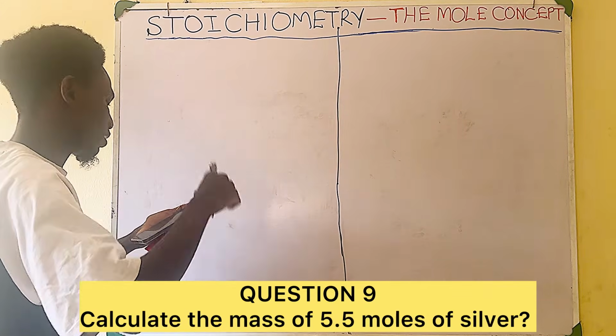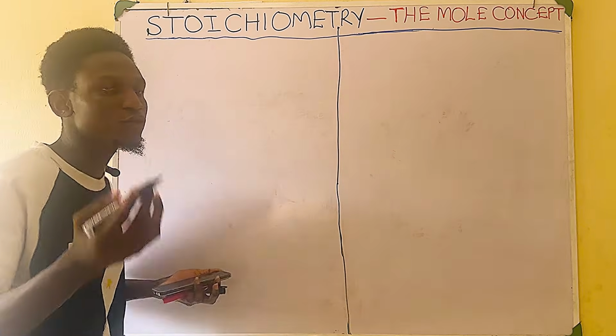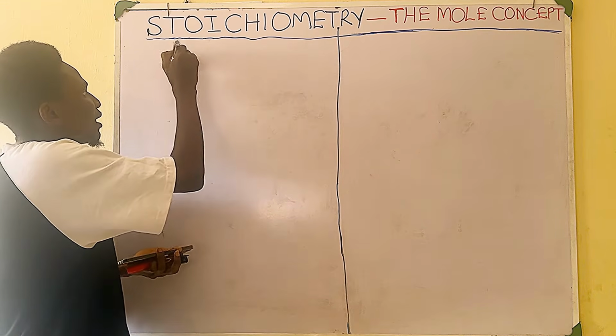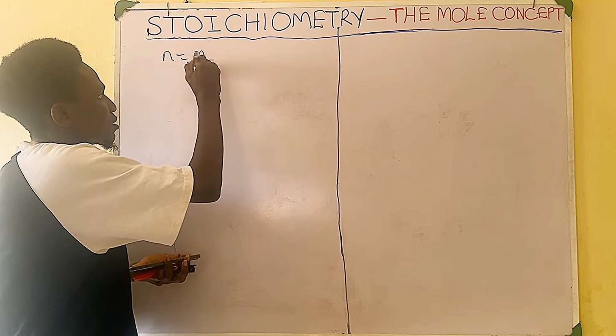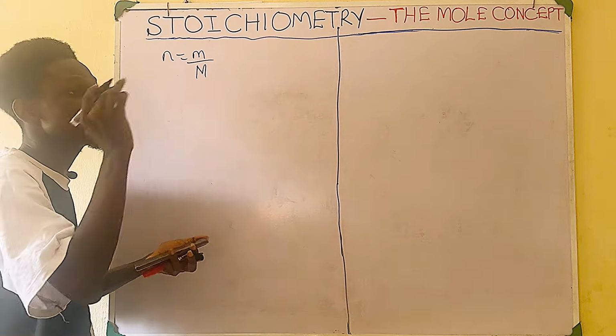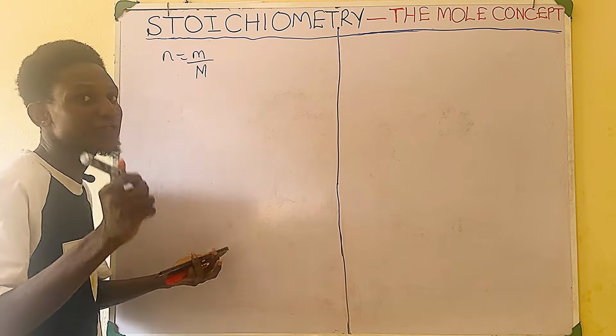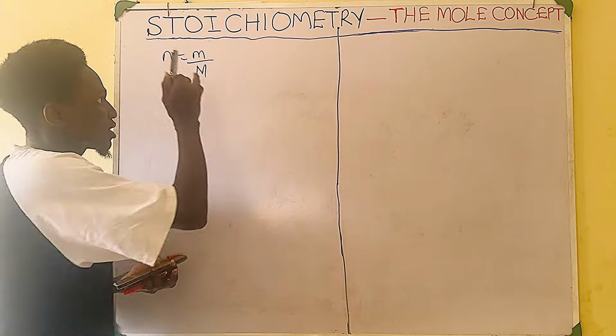So, calculating the mass of 5.5 moles of silver. How do you solve this question? I already gave you a formula: N equals mass over molar mass. You don't waste your time. You already know the formula to use. They gave you mass. I said when they say you look for mass, once you see mass, that's the only formula that actually has mass. That's N equals mass over molar mass.